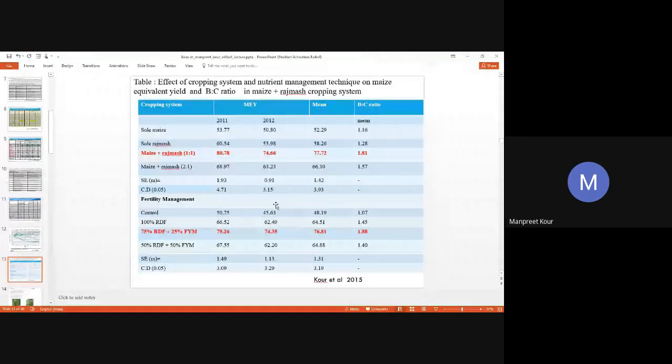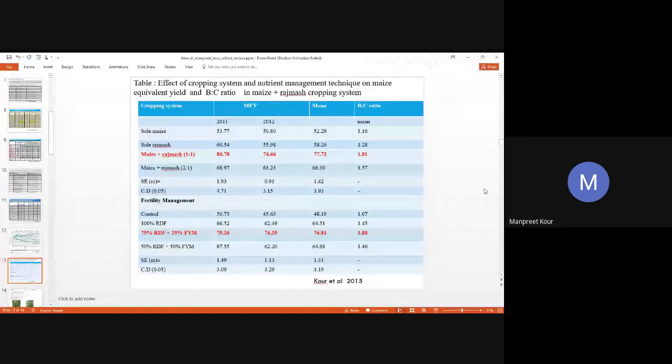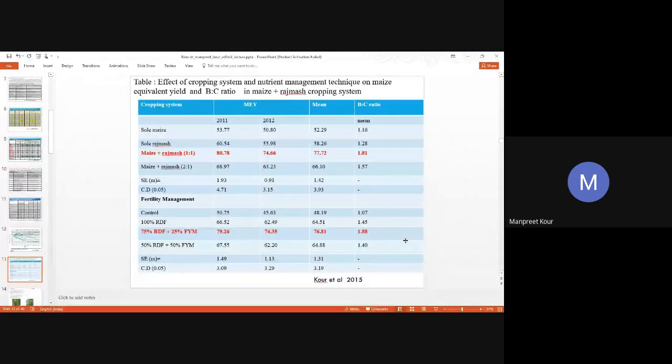There is a thrust first to give a proper cropping system, and here we found the maize plus rajmash 1:1 cropping system excelled among all the systems. The farmers of those regions are not maintaining any rows and are going for mixed planting. They mix the maize and rajmash seed and throw it in the soil. But we have recommended line sowing, and the result is that we get a higher benefit-cost ratio. In fertility management, the results are promising, where we used 75% RDF with 25% farmyard manure.